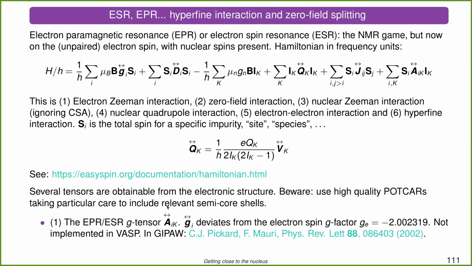This can be calculated, the G tensor, but VASP can't do it. But there is a generalization of the GIPAW that can actually do it also for the electrons. And if we would have some time, it would be nice to do this. So we will now focus on the A and on the D.